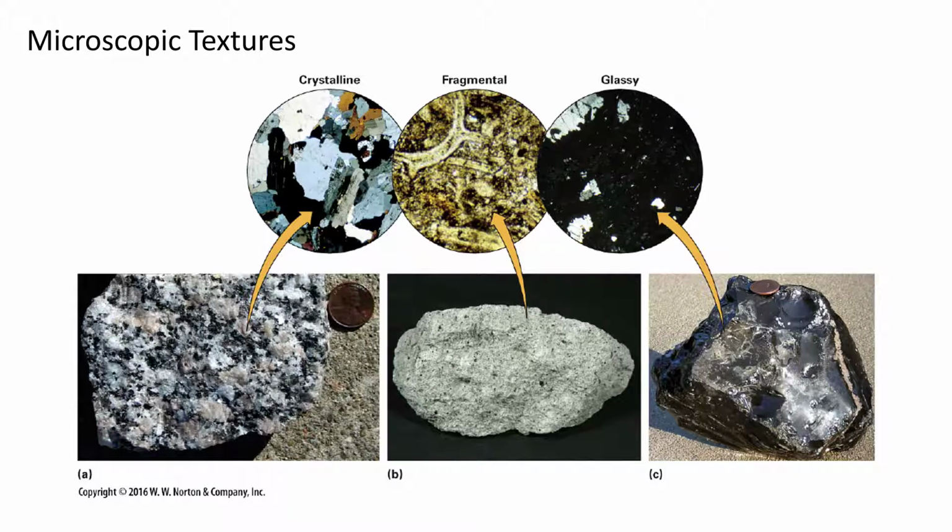When we get into microscopic textures, here are some examples of granite on the left, a tuff in the middle, and an obsidian on the right. Going from the hand sample scale that we're familiar with now on the bottom to microscopic scale with thin sections and a microscope, we can describe these textures as crystalline for the granite, fragmental for the tuff, and glassy for the obsidian.